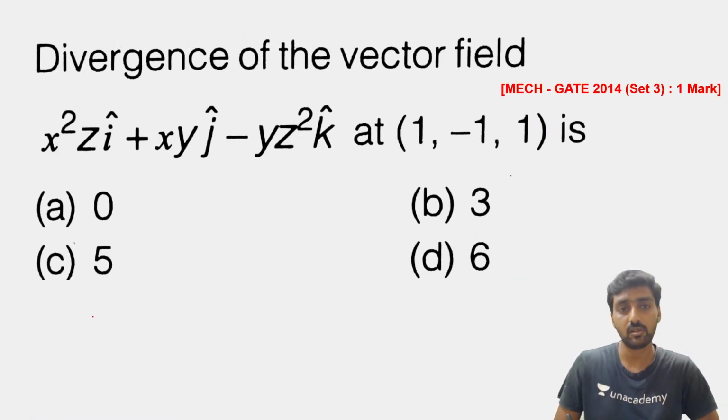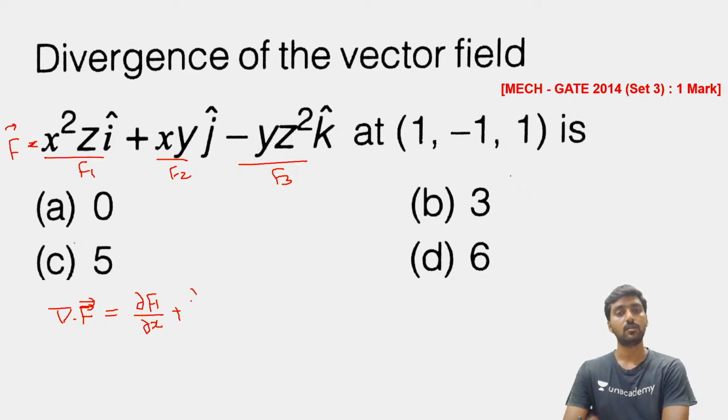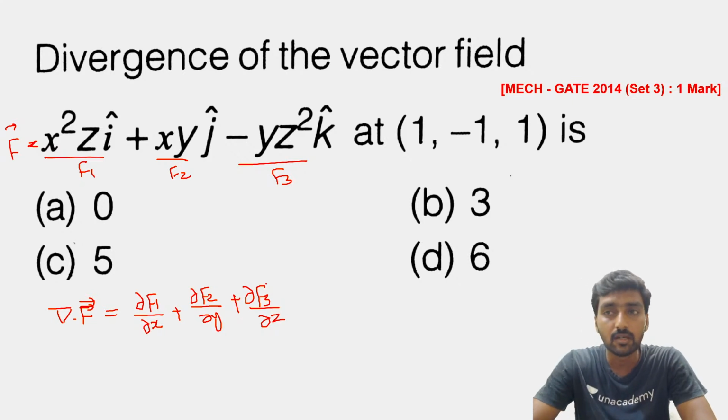Divergence of the vector field. So what will be the divergence? Here, F1 is already discussed. F2 is x y, and F3 is minus y square z. Del dot F vector is equal to dou F1 divided by dou x plus dou F2 divided by dou y plus dou F3 divided by dou z. Yes, this will be the right part. We will explain the things one by one.